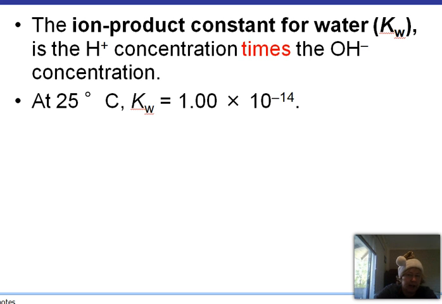The ion product constant for water is the hydrogen concentration times the OH concentration. So we want to know the hydrogen ion concentration times the OH concentration, the acid times the base. Don't panic about this. We're just trying to play with these numbers, the -14, and go back to some concept where we can tell if it's a strong acid or base.